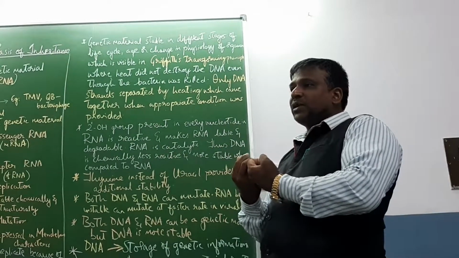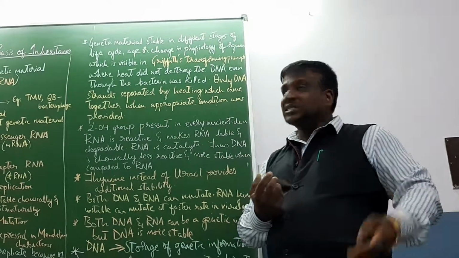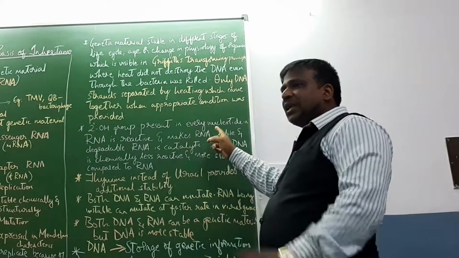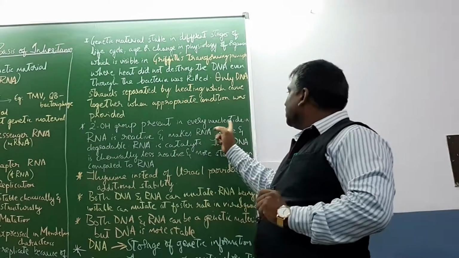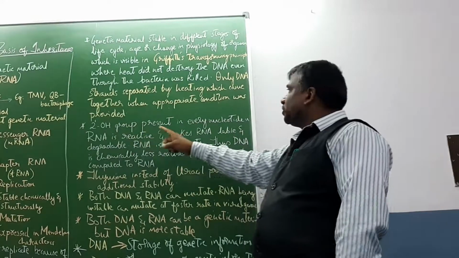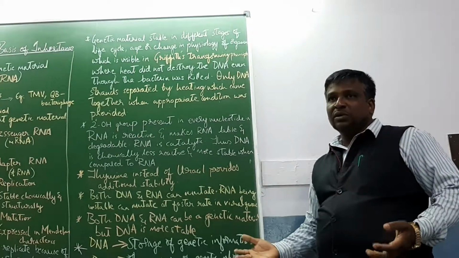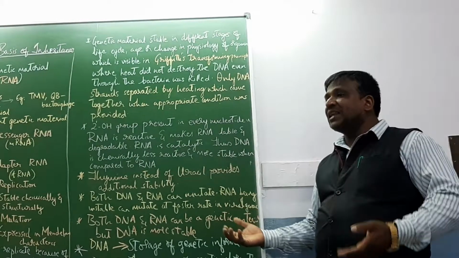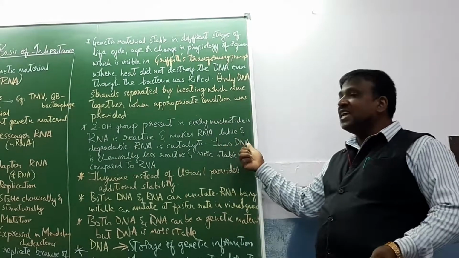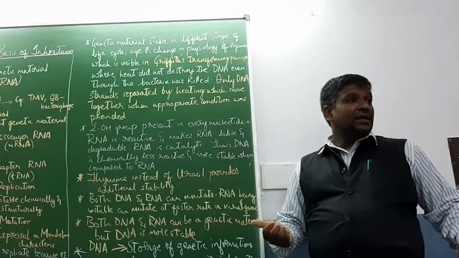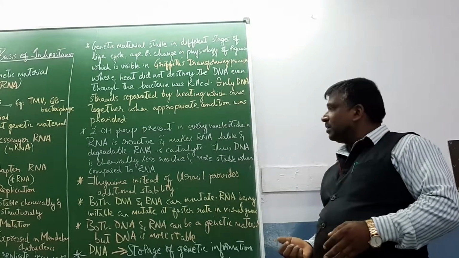Okay, now the 2'OH group is present in RNA. In every nucleotide of the RNA, it has that 2'OH group. What is it going to make? It makes the RNA reactive. They are very volatile and very reactive, which makes RNA labile and degradable. They can be easily degraded. But DNA is stable.